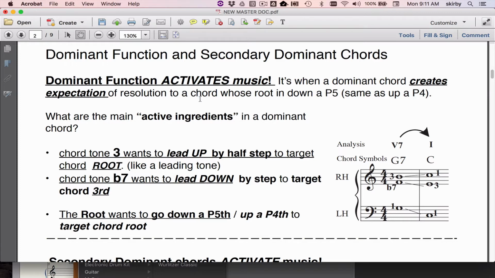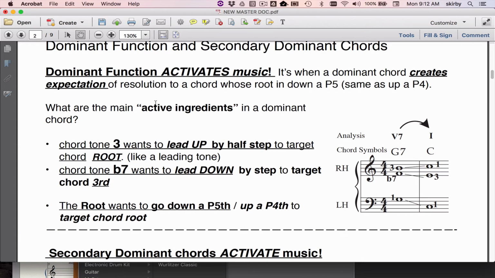So that's dominant function. Let's sum up the attributes here. First of all, dominant function activates music. It injects energy. It injects suspense. It injects a feeling of need for resolution. You could almost say it injects conflict, like in a good storyline in a movie or something. By doing so, we activate our music more when we use dominant function. It's very possible to write songs that don't have dominant function, but they lack that certain type of energy. They might still be successful, but they're lacking a certain musical ingredient.